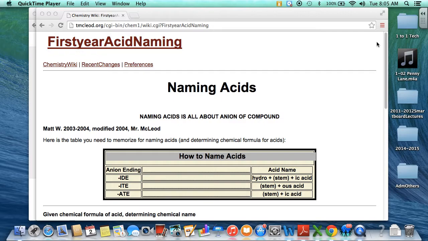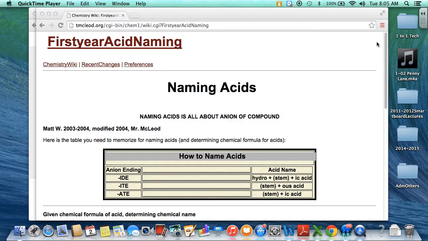Since the cation position is always H's, they're actually called H pluses. There's a name for it. It's not the hydrogen ion name. It's called the hydronium ion, and we'll talk about that later. But since every acid has the hydronium ion in it, the naming of the acid is all about the anion side.